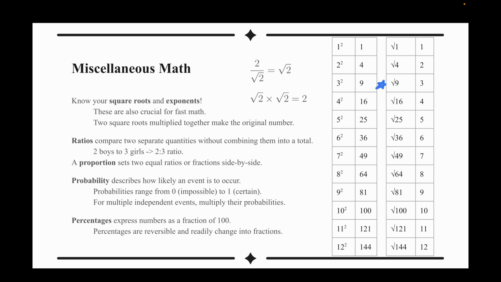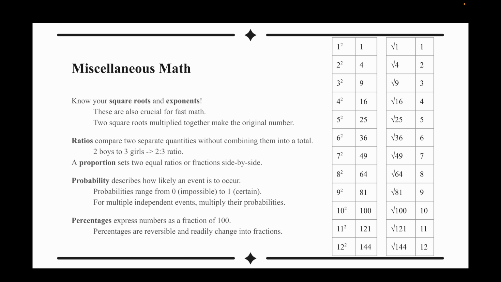One other thing you should know is 2 square roots multiplied together make that original number. If we multiply the square root of 2 by itself, that's the same as saying the square root of 2 squared. The square root and the square cancel out, and so this just makes 2. And we can see that in division as well.